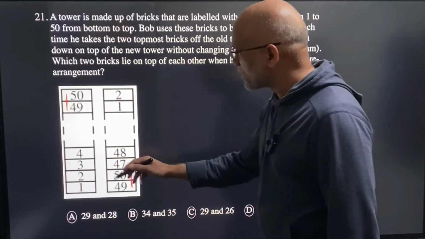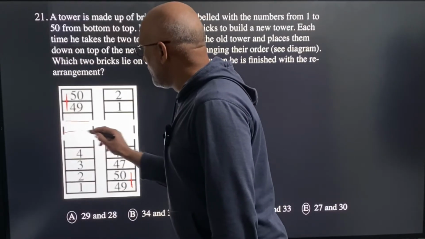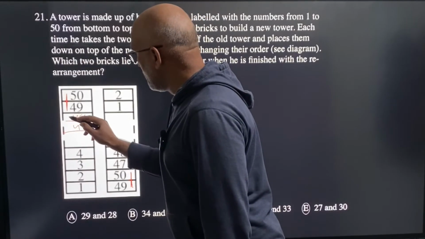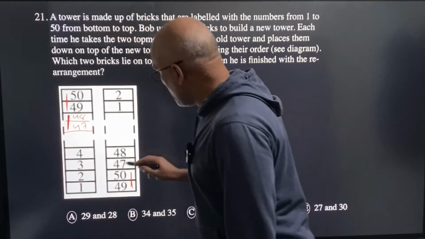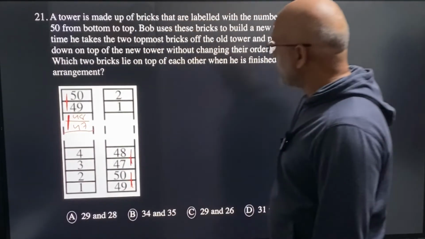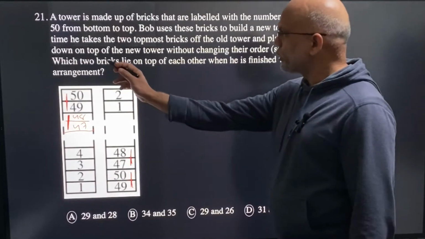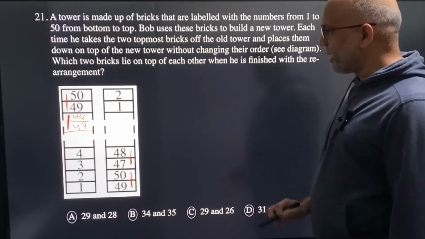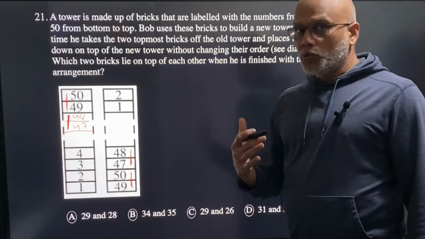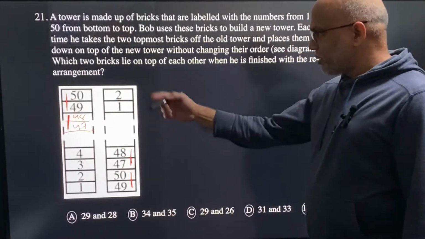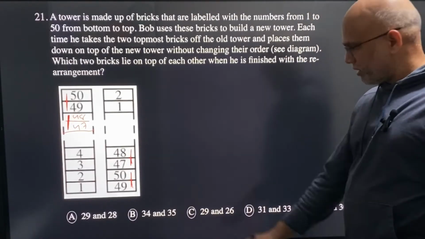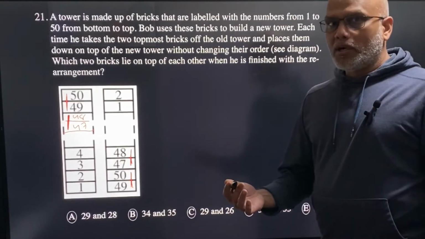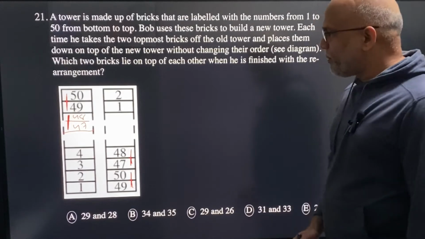All right, then the next two, let me write down the next two here. So this will be 48, 47. So we take these two here and 48, 47, they go like that. Okay. Which two bricks lie on top of each other when he is finished with the rearrangement? One way to do this is actually write down all the numbers and then check each answer one at a time. But let us try to find some pattern, right?